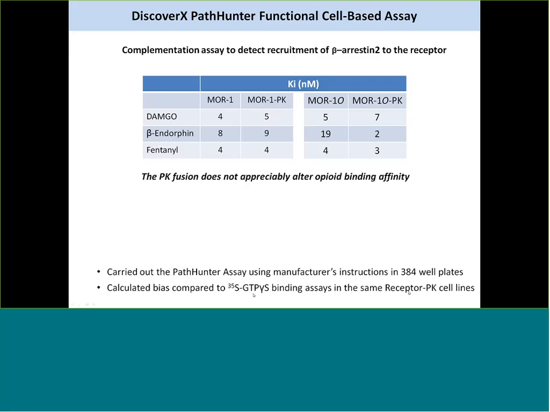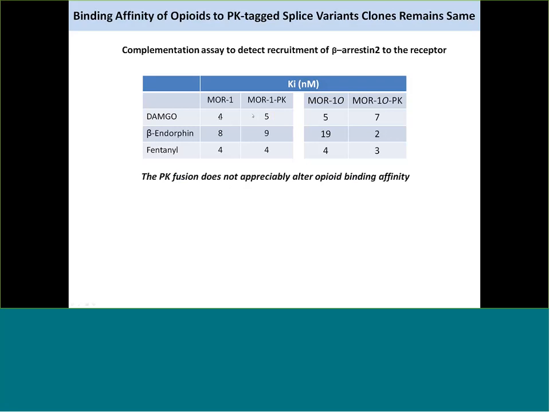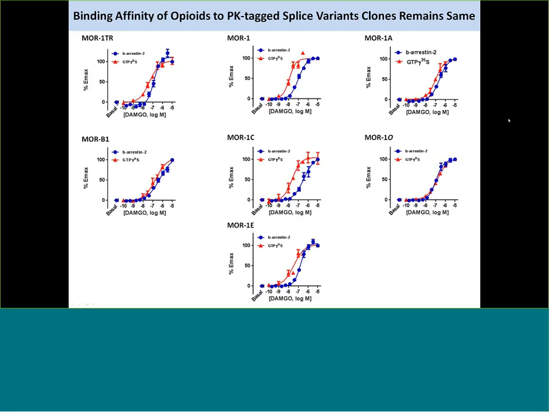When you put that PK tag on and you do a traditional receptor binding assay, what you can see is it has little effect on the actual affinity of the drug for the receptor, and this was very reassuring. It also has little effect in terms of the ability of the drugs to stimulate GTP gamma S. DAMGO has been widely used to assess opiate function in cell lines.